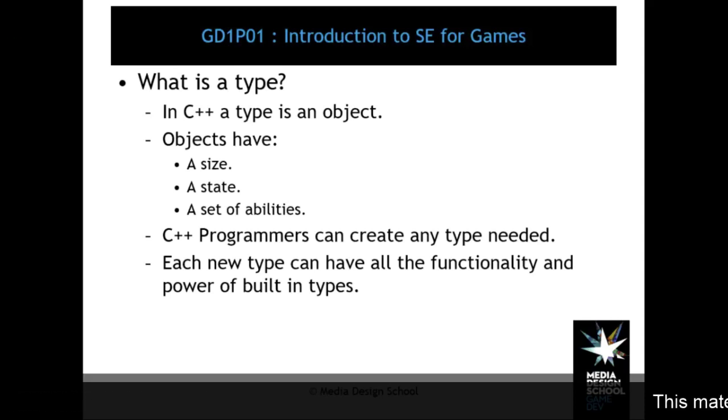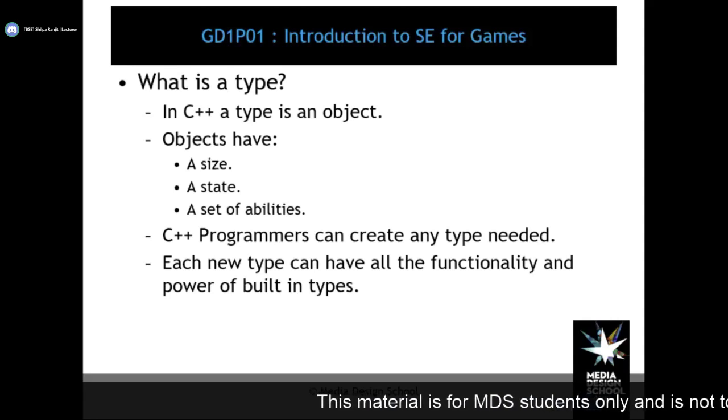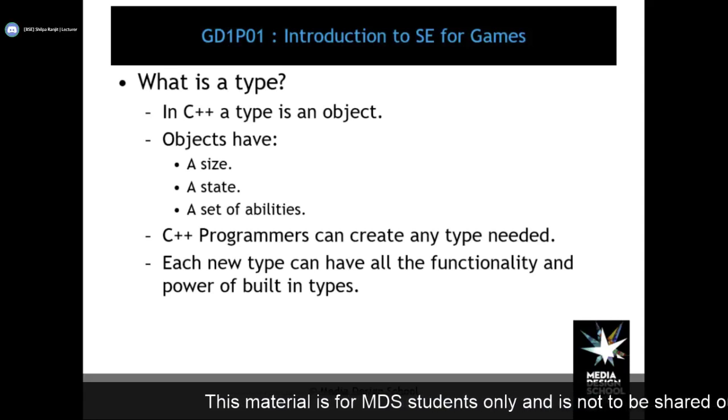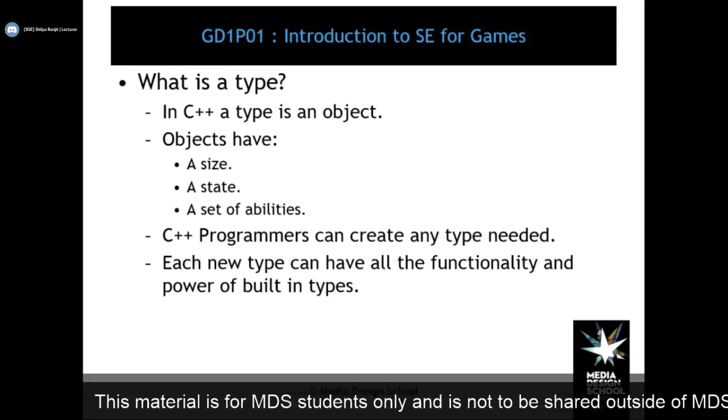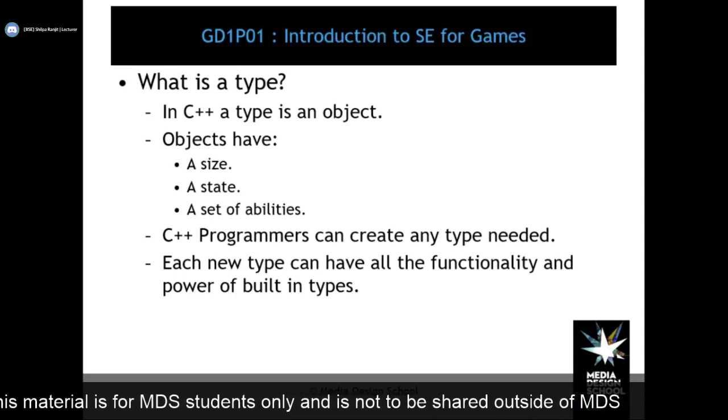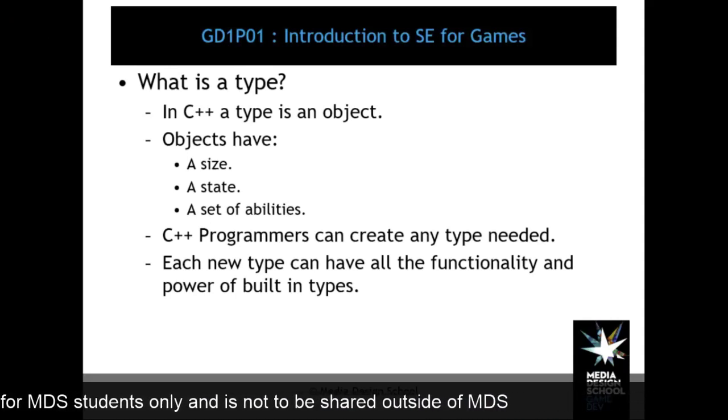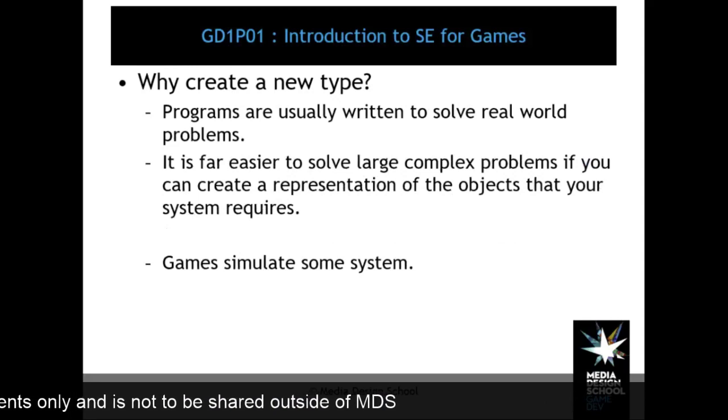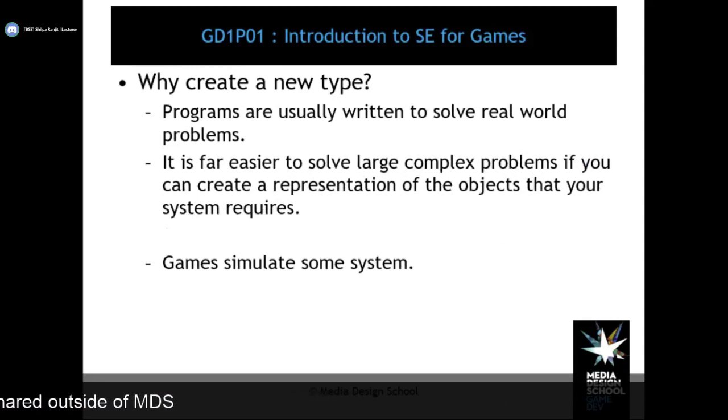So the advantage of creating a user-defined data type is you decide what the features of that type are, what functionality it should have, and what size it needs to have. So it's all your responsibility. All right, so why do we create a new type? Basically, to solve our real world issues. I mean, not all real world issues, but what can be solved through software.